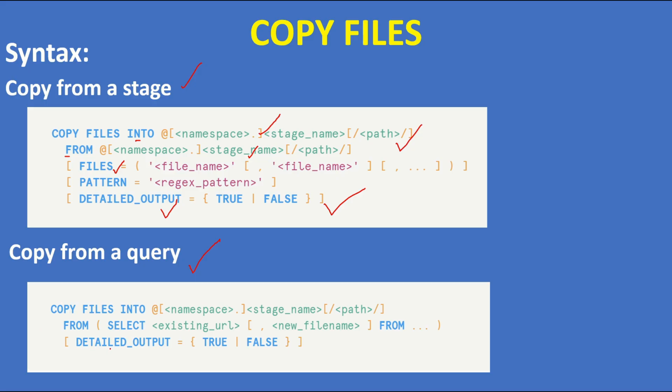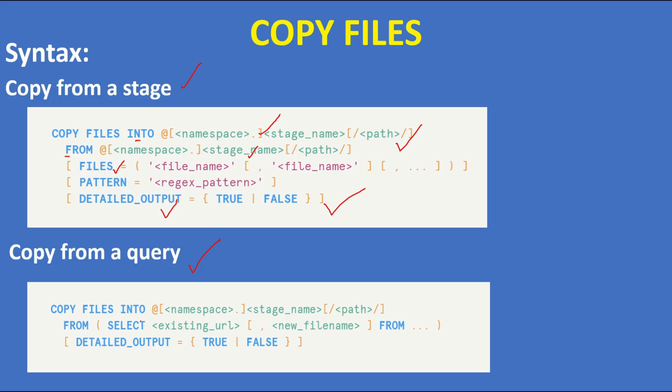Please note that here you cannot use the pattern or files parameter, because by using the query only you can apply the filter conditions for which files you require. Instead of pattern, you can use the LIKE function as part of the WHERE condition. That's why these two parameters, files and pattern, are not available with the copy from a query option.